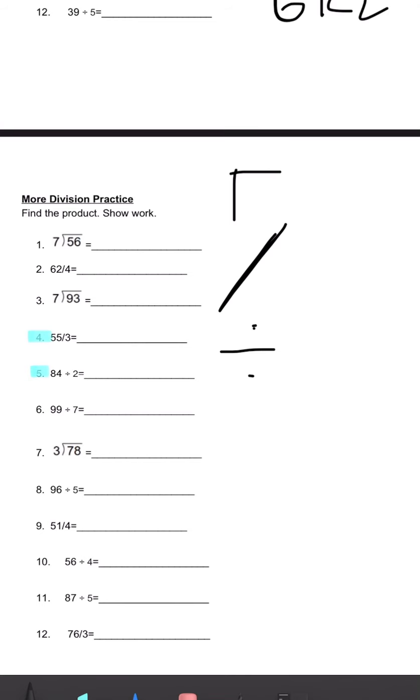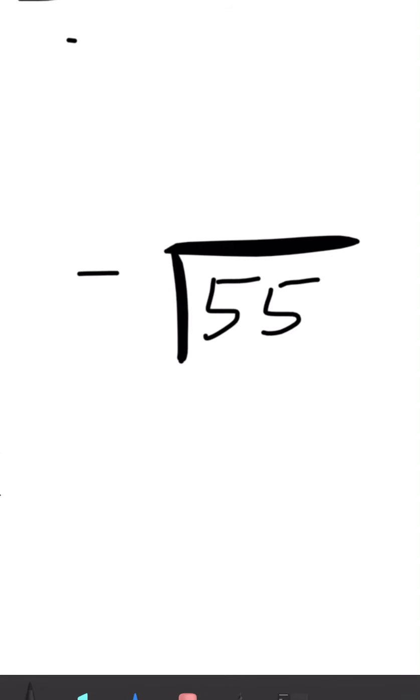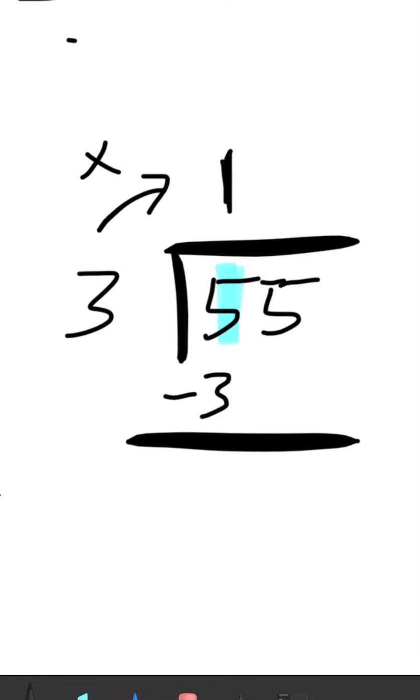So number 4 is 55 divided by 3. So we'll write it in our standard form, like this. Okay, now you want to cover up all the numbers except for the first one and see if it goes into 5. So we're only going to look at this highlighted number. So how many times does 3 go into 5? It goes into 5 once. So we'll do 3 times 1 equals 3, right? So we'll do 5 minus 3 is 2. Then we bring down the 5.